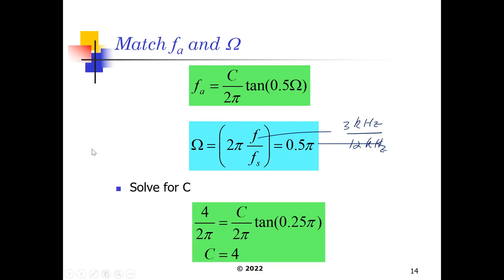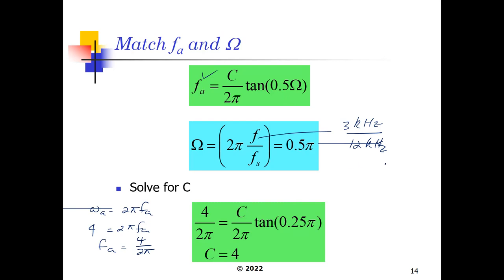So solve for C. Remember, omega A is equal to 2 pi FA. Omega A is 4, so FA is equal to 4 over 2 pi. Inside here, omega is 0.5 pi, so inside is tan of 0.25 pi. So I can solve for C. As it turns out, C is equal to 4.